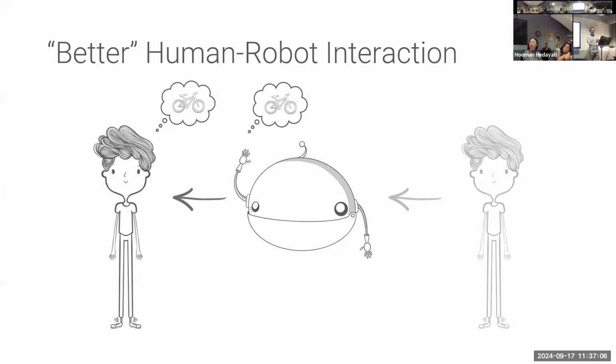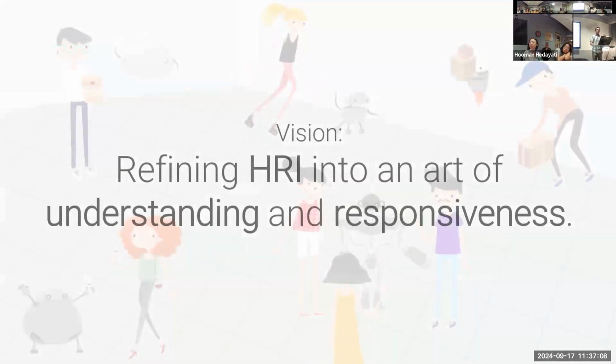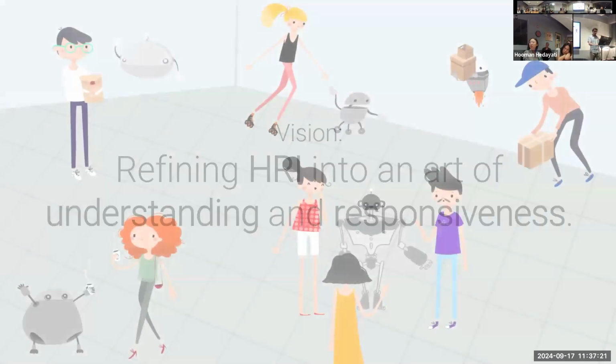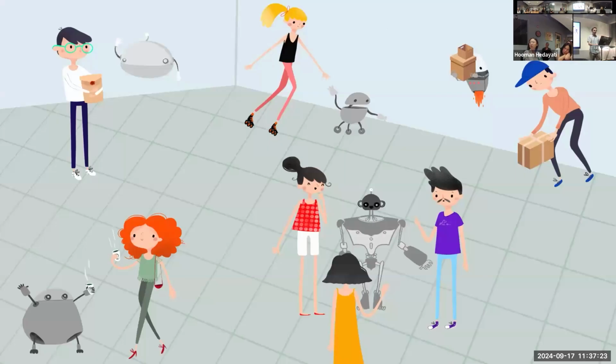So my vision is that if we want to see robots in our daily life, we need to refine HRI into an art of understanding and responsiveness. And as I said, it is necessary for having many interactions in daily life.